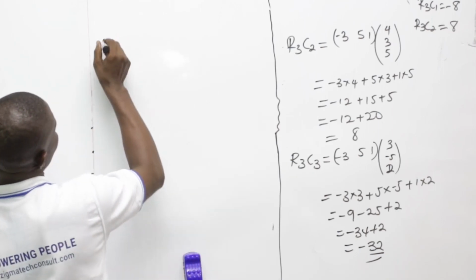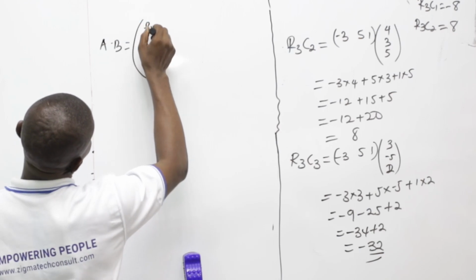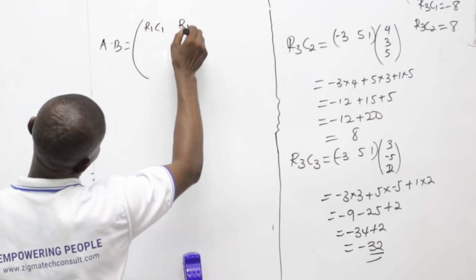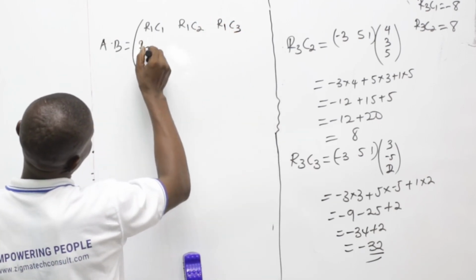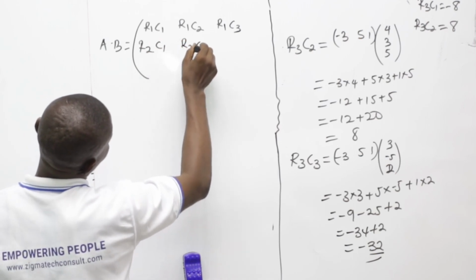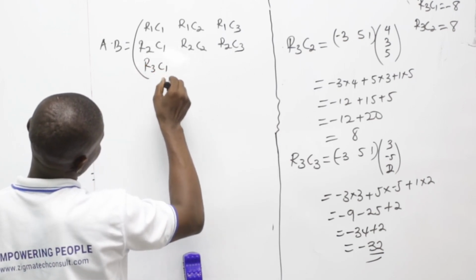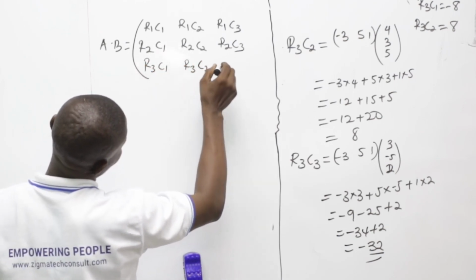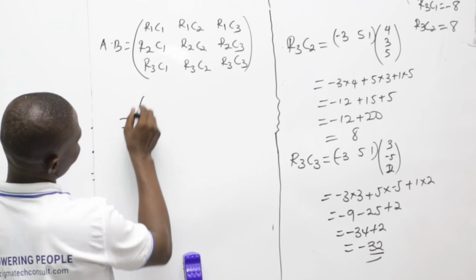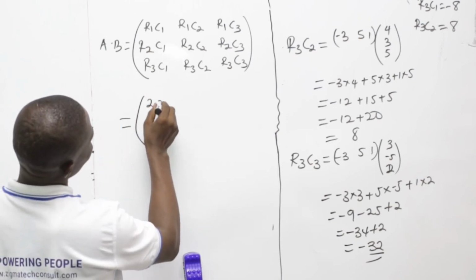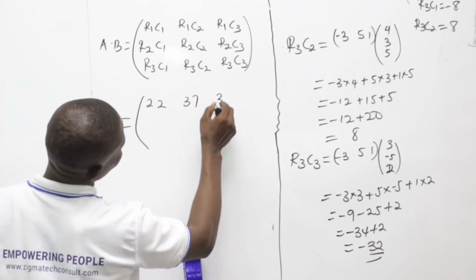So A dot B equals who? Let us arrange. Row 1, column 1, row 1, column 2, row 1, column 3, row 2, column 1, row 2, column 2, row 2, column 3, then row 3, column 1, row 3, column 2, row 3, column 3. Position the answers. This will give us, that's row 1, column 1, 22. Row 1, column 2, 37. Row 1, column 3, 37.